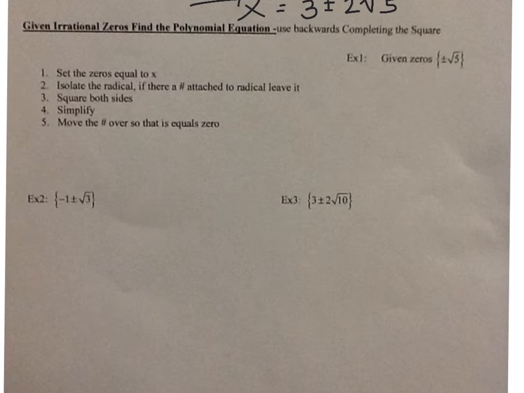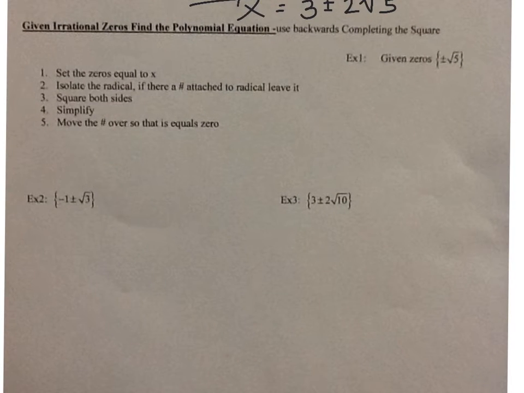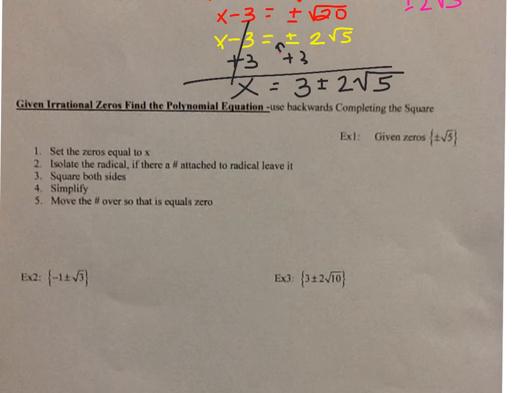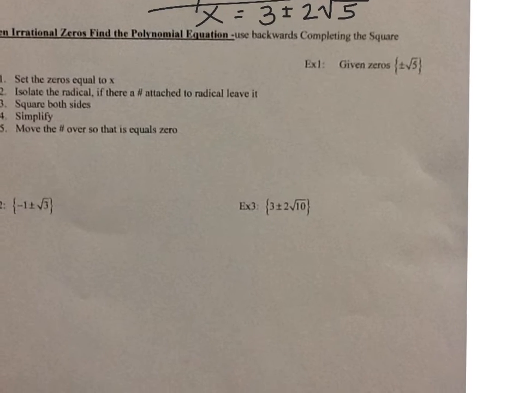All right, so let's look at the first example. I have here my zeros are plus minus the square root of 5. The first thing we're going to do is set it equal to x, because that's what I had here. I had them first equal to x. So set them equal to x. So I have x equals plus minus the square root of 5.